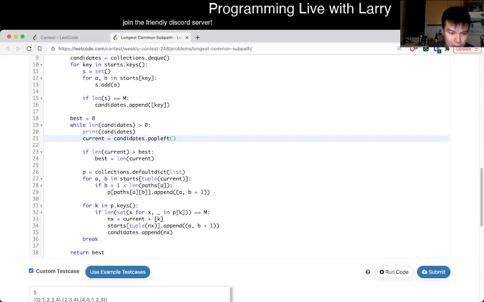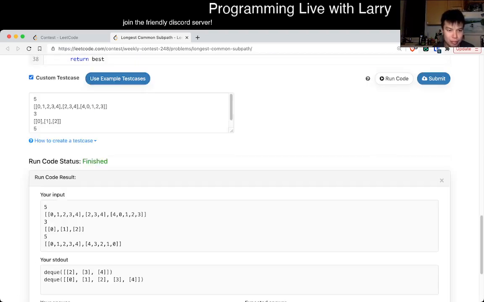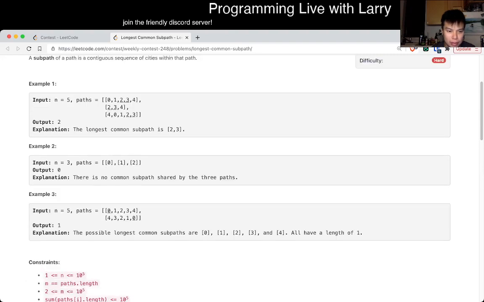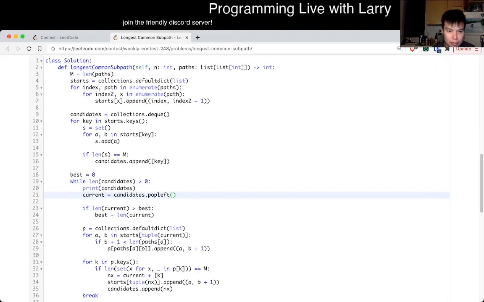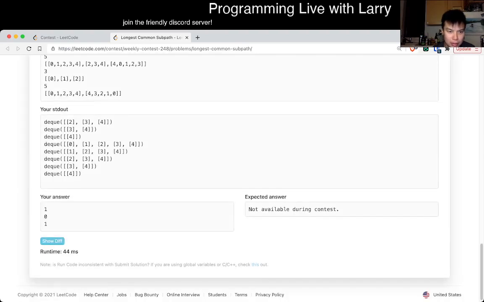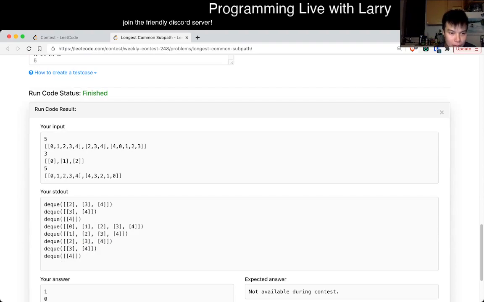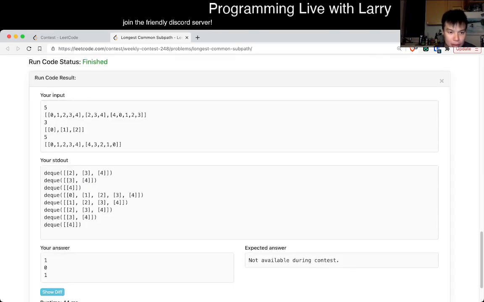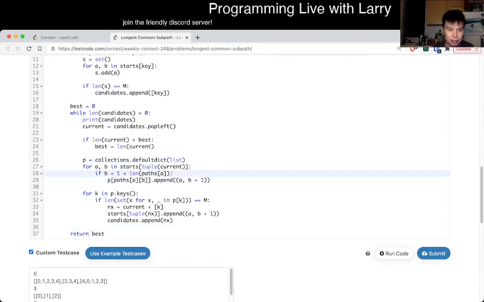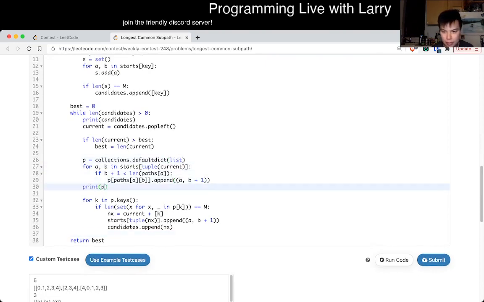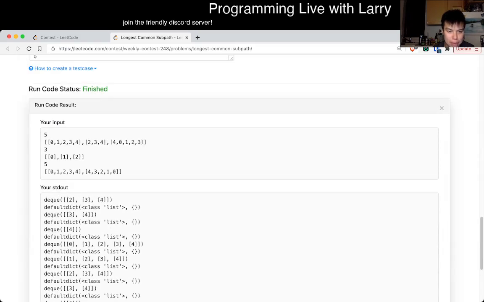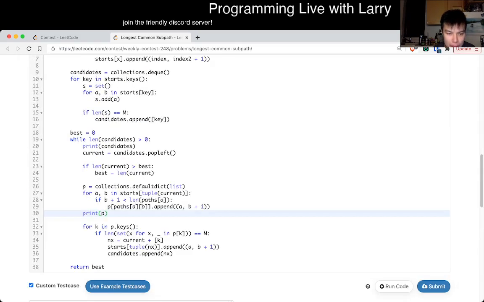Okay, this is a start. So 2, 3, and 4. Oh, because I break afterwards. That was just for testing, but it's still not working. 2, 3, and 4. You processed the 2. We really should get it in here. The 2 doesn't do anything, so this is doing nothing.